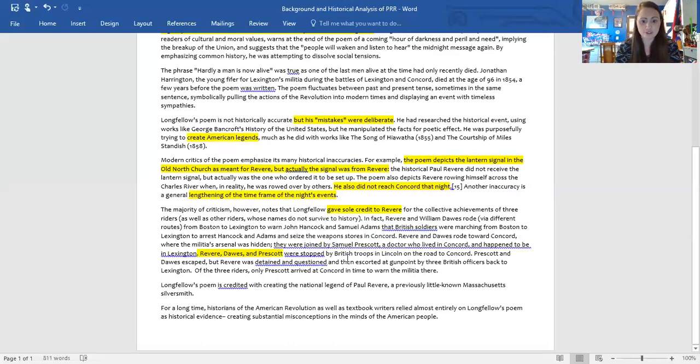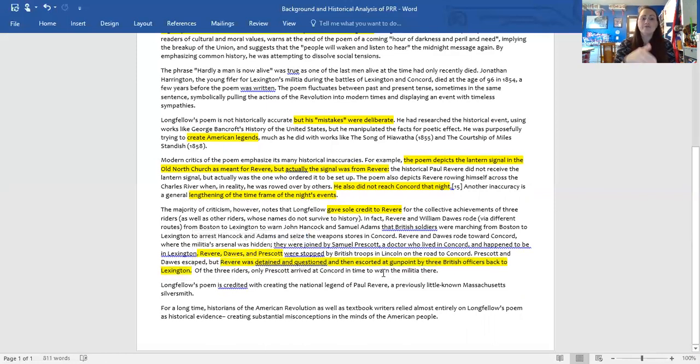They were stopped by British troops in Lincoln on the road to Concord. Prescott and Dawes escaped, but Revere was detained and questioned and then escorted at gunpoint by 3 British officers back to Lexington. So one huge, major inaccuracy was that Revere never made it. He never made it. He was detained and taken back to Lexington.